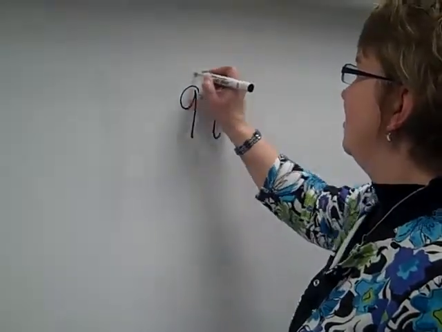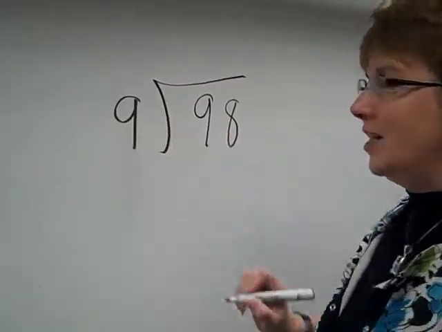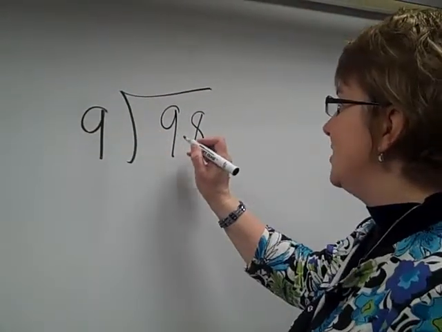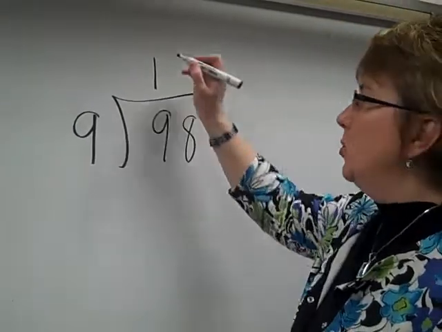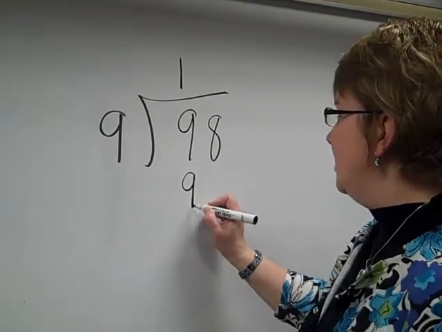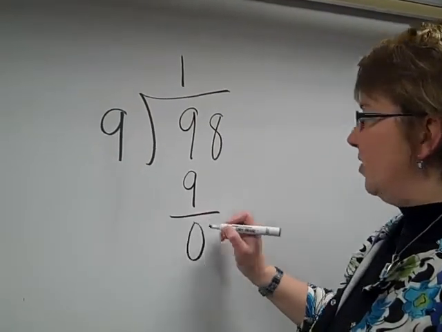Here's your math problem for today. 98 divided by 9. Let's think about that. 9 into 9 goes one time. 1 times 9 is 9. Subtract it, we have 0.